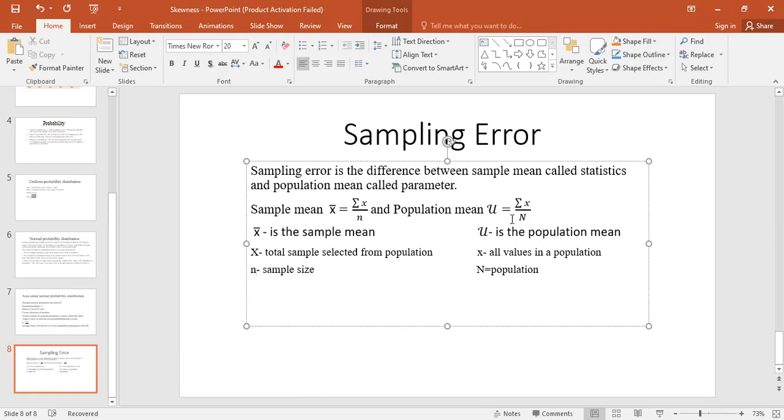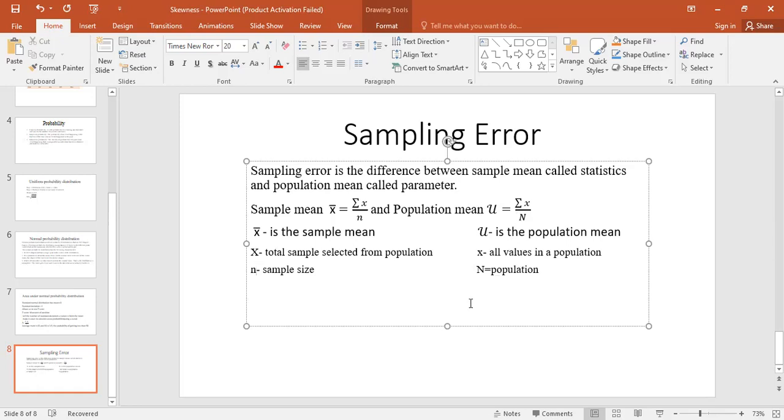To calculate the population mean, represented by mu, x is all the values in the population. That means the flights you have across the total days in a month give the total x, and capital N is the number in the population, that means the total flights.